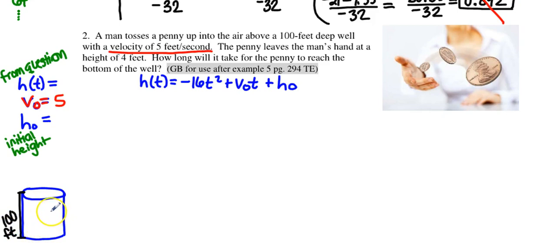And it says that the penny leaves the man's hand at a height of 4 feet. So remember, this is the ground. This well is beneath the ground. So here's a guy. Draw a guy. Very high-tech again. Definitely not to size. This would be like a pool, but anyway. So he's dropping this penny into the well, and it's at a height of 4 feet. So it leaves the man's hand at 4 feet. That's going to be my initial height.